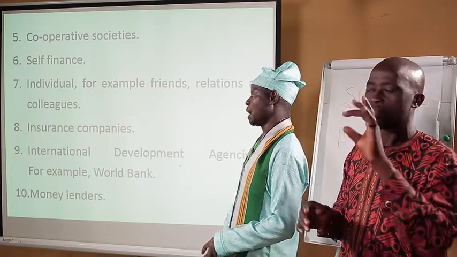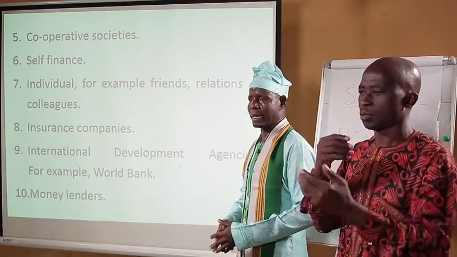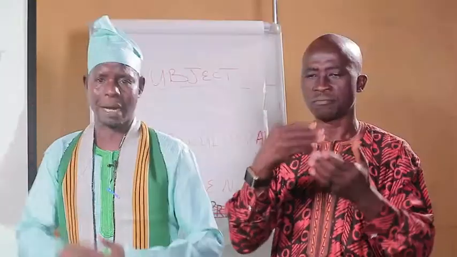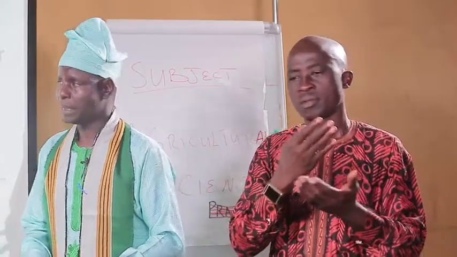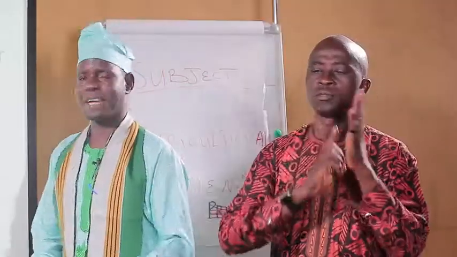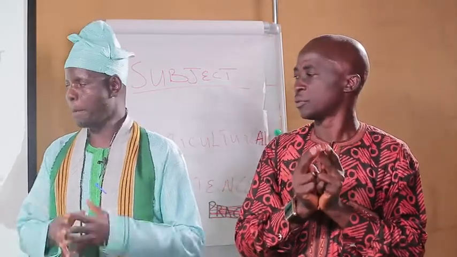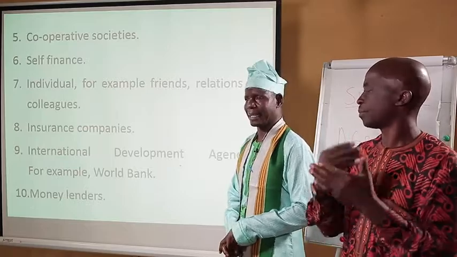Number 8, we have insurance companies. Insurance companies give money and give the farmers insurance to cover in case of failures. Then number 9, international development agencies, for example, the World Bank. And number 10, money lenders.